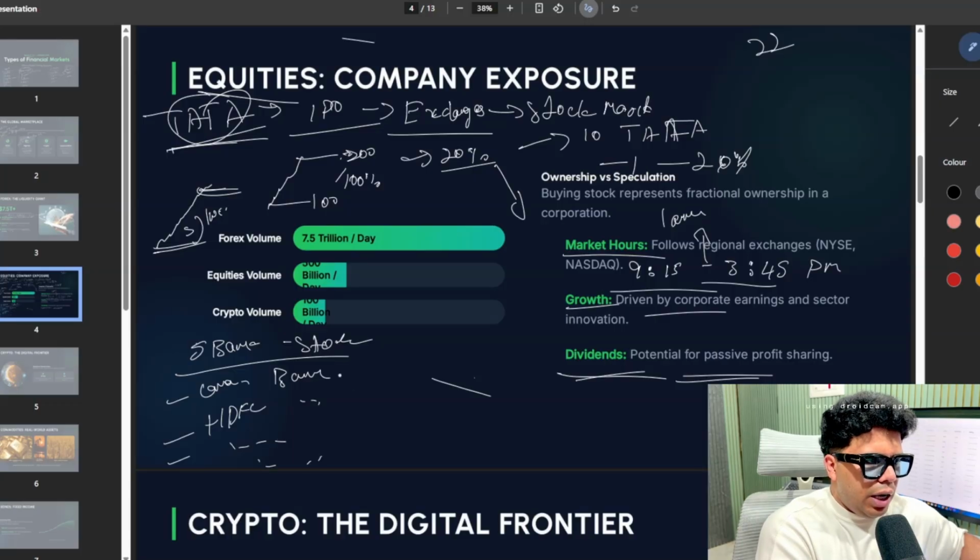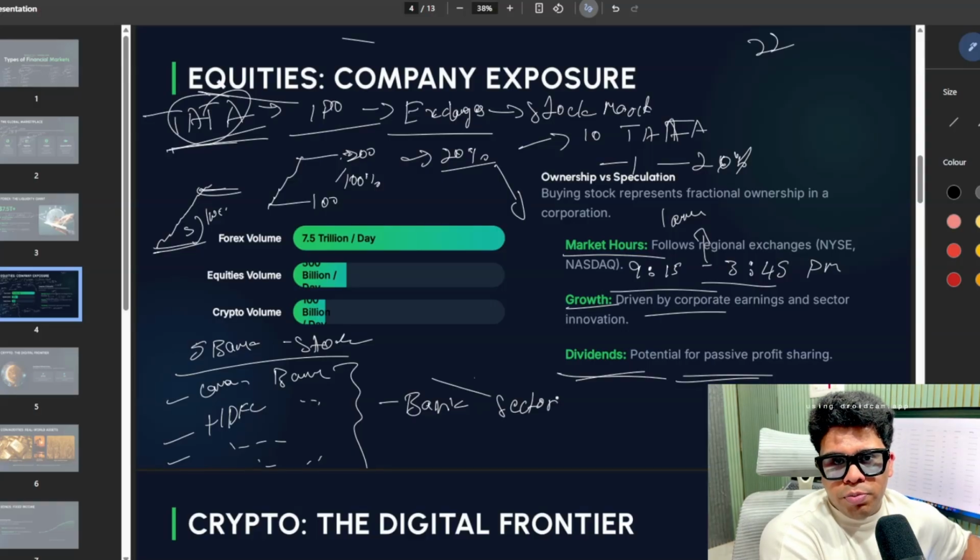So for an example, these 5 banks are combined and they create a sector for these 5 banks. This is called the bank sector. I know that many people are confused about all these things. These are the maths, these are the terms.